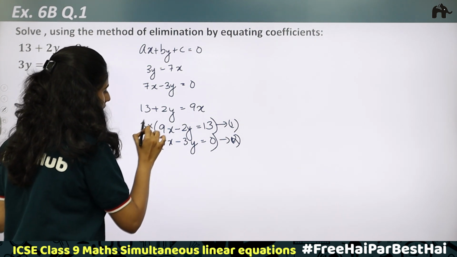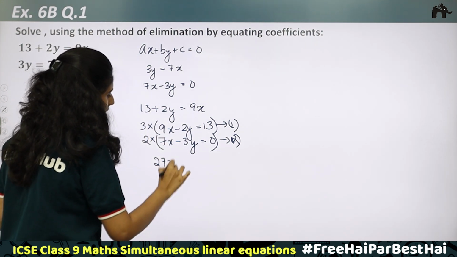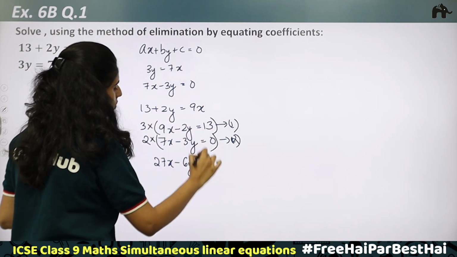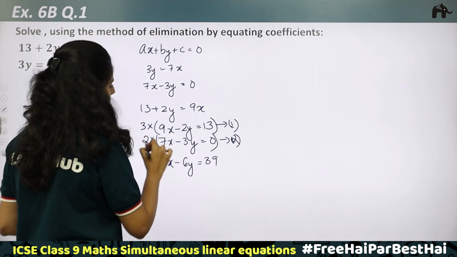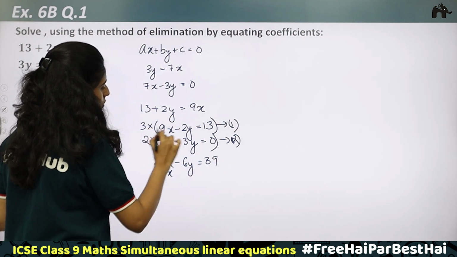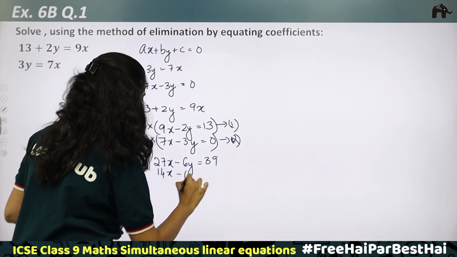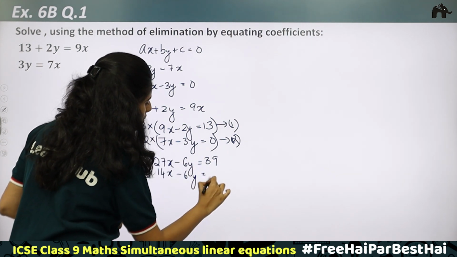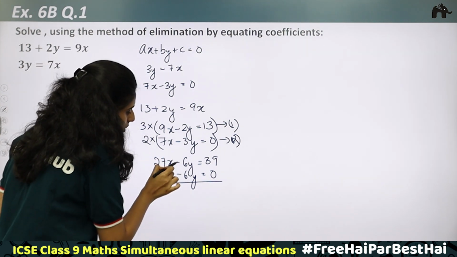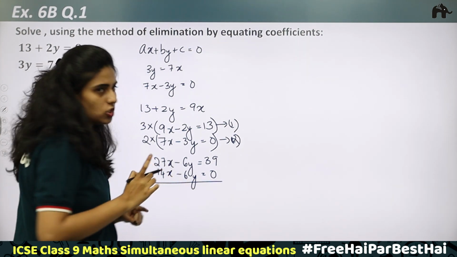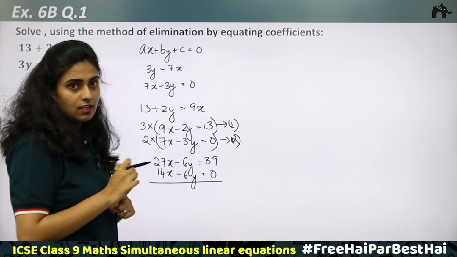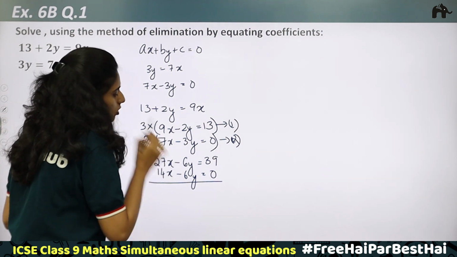Then what do we get? 3 into 9, 27x, 3 into minus 2, minus 6y is equal to 3 into 13, 39. Okay. Second equation on multiplying, 2 into 7x, 14x, 2 into minus 3y, minus 6y is equal to 2 into 0, 0. Okay. Now subtraction or addition. Here you can see in both the equations, before the y containing term, there is a negative sign. We need opposite signs, right? For that, what can be done?